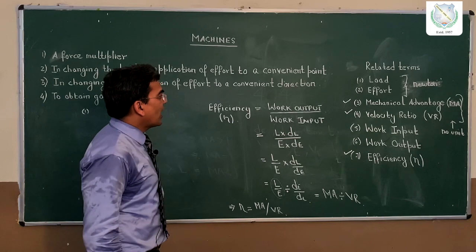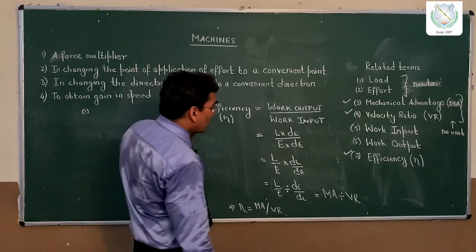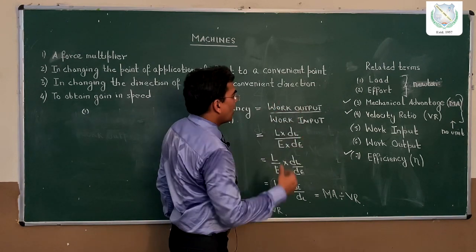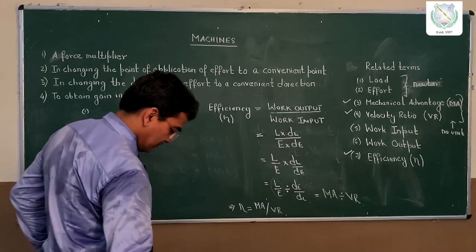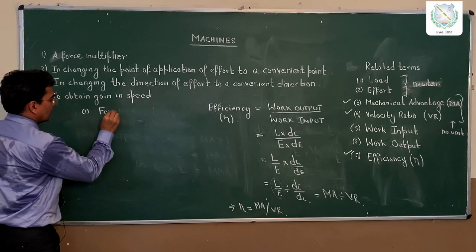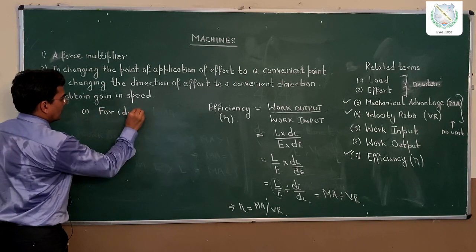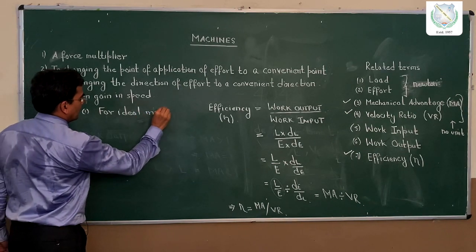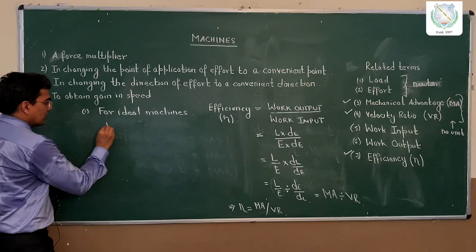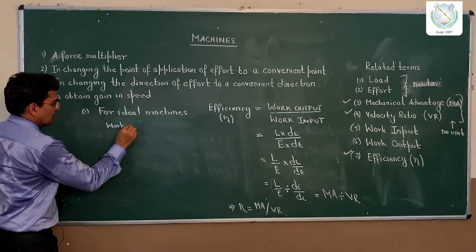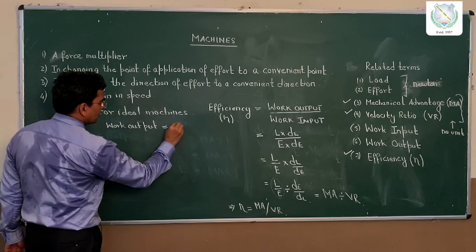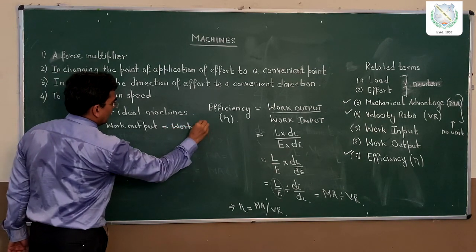If we get a case of an ideal machine, we will say that whatever the work input, the same amount of work will be the output. So for ideal machines, remember one thing, that work output is always equal to work input.